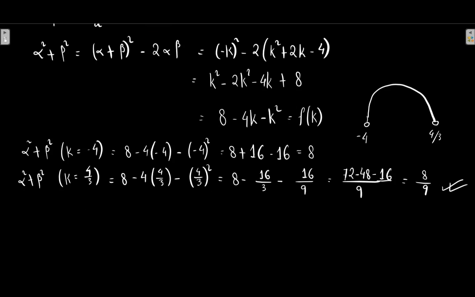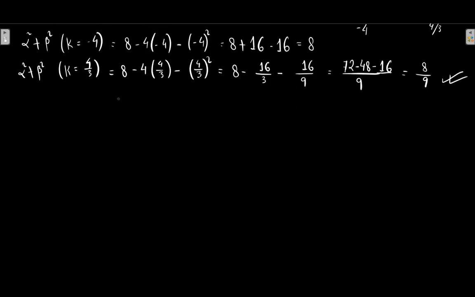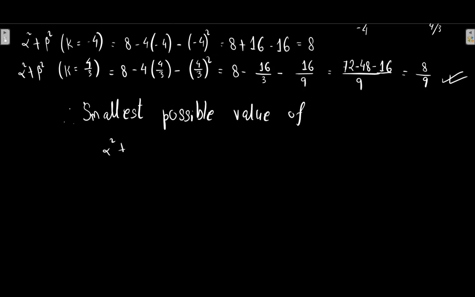Okay. So therefore the smallest possible value of alpha square plus beta square is 8 upon 9, which happens for k equal to 4 upon 3. Okay, so this is the final answer.